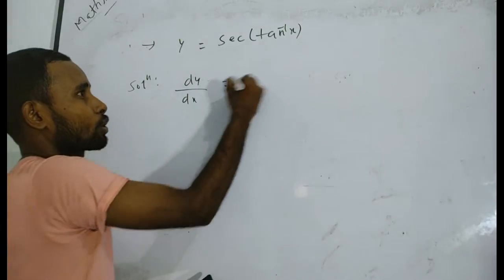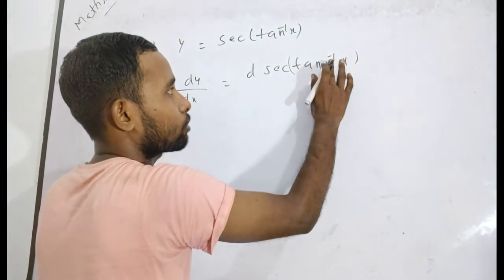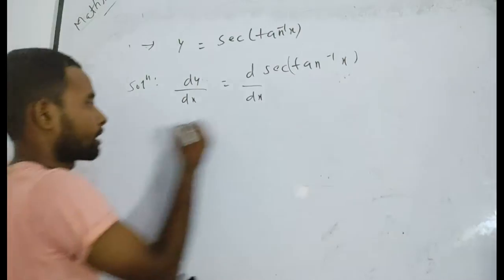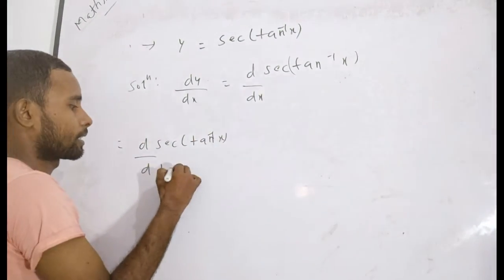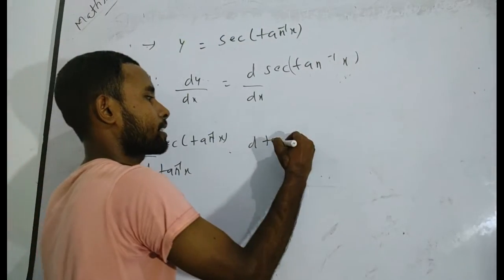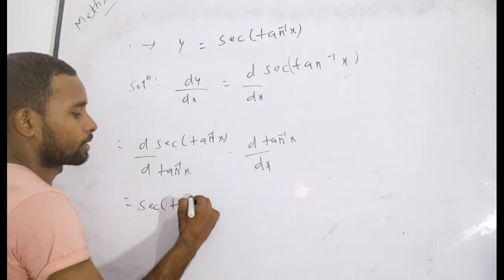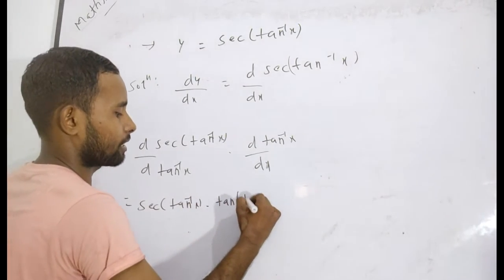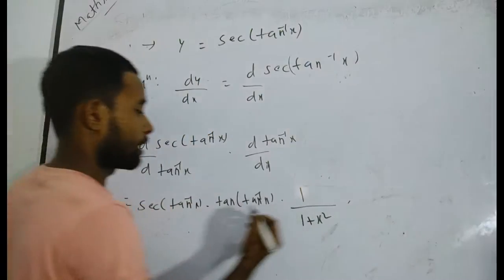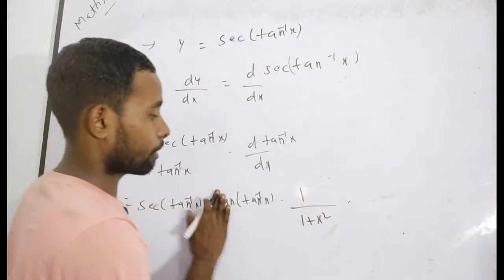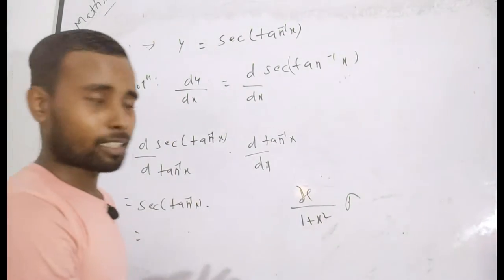dy/dx is equal to derivative of sec tan inverse x with respect to x. Now firstly differentiate sec tan inverse x with respect to tan inverse x. Again you have to differentiate tan inverse x with respect to x. As you know, derivative of sec theta will be sec theta into tan theta, into derivative of tan inverse x with respect to x, which will be 1 upon 1 plus x square. And I think you know that tan of tan inverse x is equal to x. So its answer will be x by 1 plus x square into sec tan inverse x. This is your correct answer.